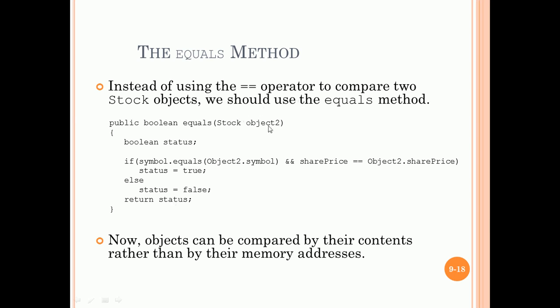It will receive a Stock object and it will compare the data of the received object with the data of the calling object. Here you can see that I have written share price and symbol. These two are the data members of the Stock class. Symbol is the first data member, share price is the second data member. So the calling object's symbol is compared with the received object's symbol, and the share price of the calling object is compared with the share price of the received object. If everything is the same between two objects, then we return true, otherwise return false, right?